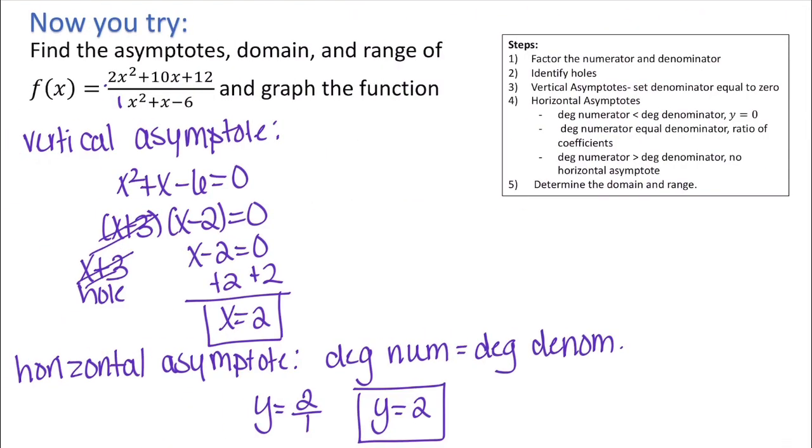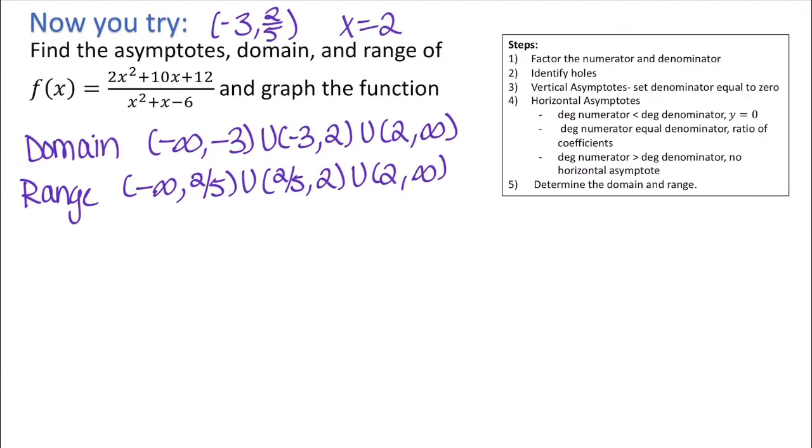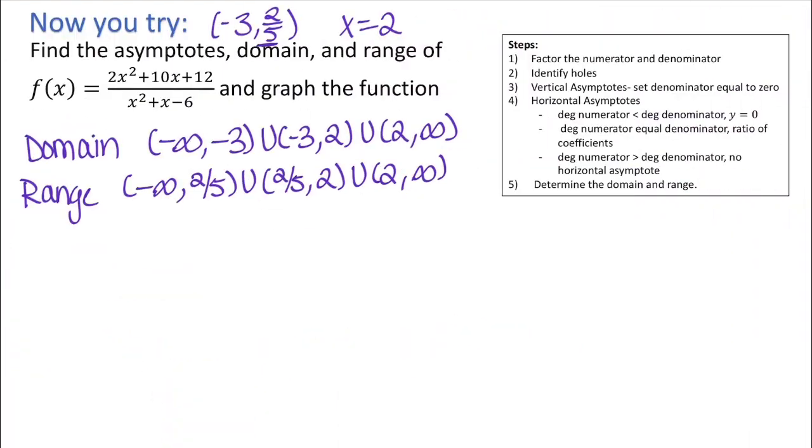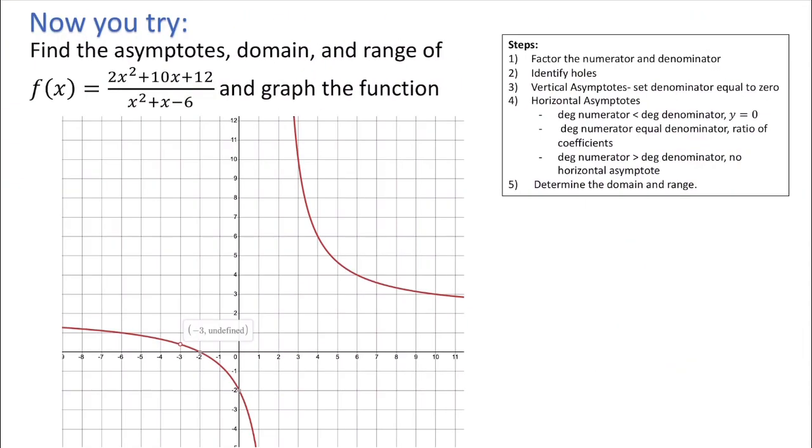The range is going to go up to the value, that y value that's in the hole, so negative infinity to 2/5, and then 2/5 to 2, because remember, 2 was our horizontal asymptote, right? So we had our horizontal asymptote at y equals 2, and then it goes from 2 to infinity. Remember, you can always verify these by going ahead and graphing the function in Desmos and looking at the graph.